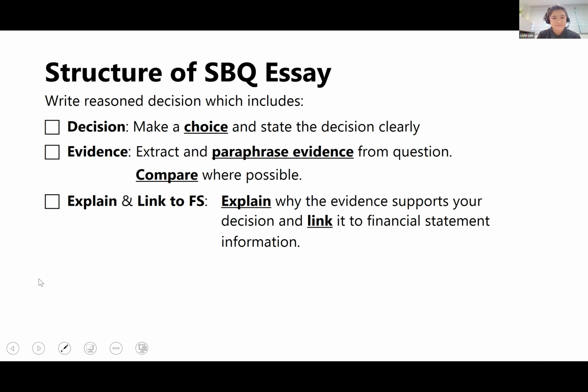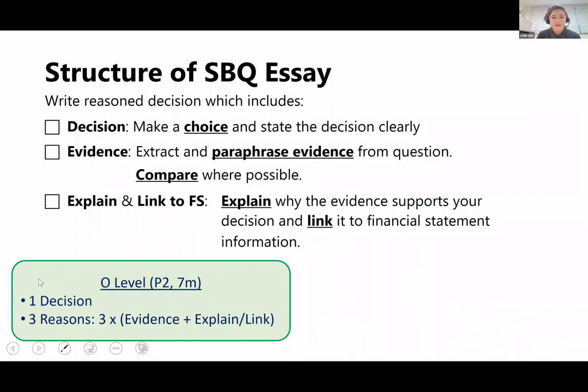All right, a reminder: O-level, paper 2, 7 marks. So 1 decision, but 3 reasons. And you need 3 evidence, 3 explanation, and link to FS. Now, 1 reason at a time. Present 1 evidence plus 1 explain and link to FS, and then present the next evidence and the next explain and link to FS. Don't write all the evidence first and then all the explain and link to FS after that. No, you need to group the evidence and explain and link to FS together.